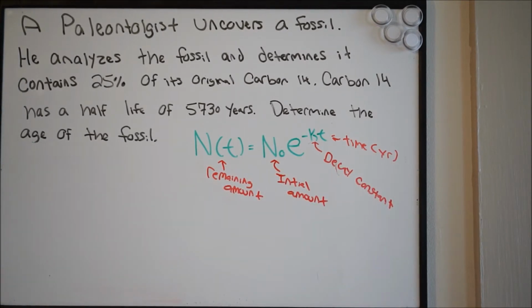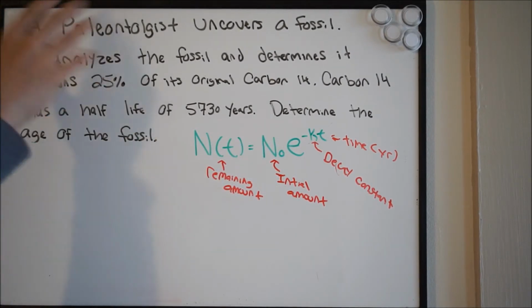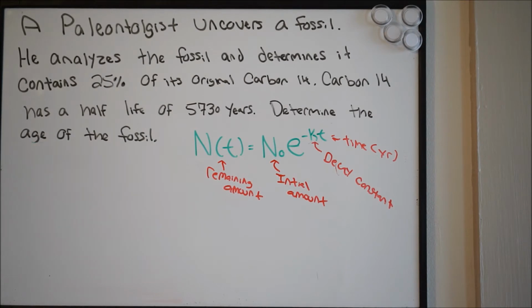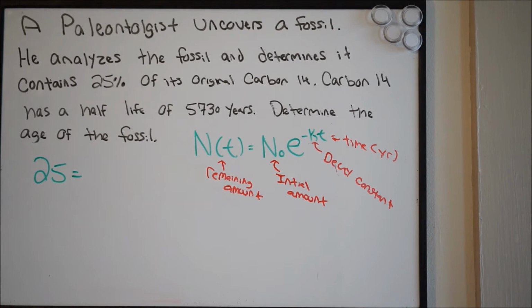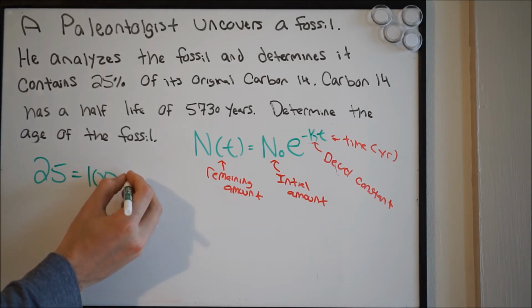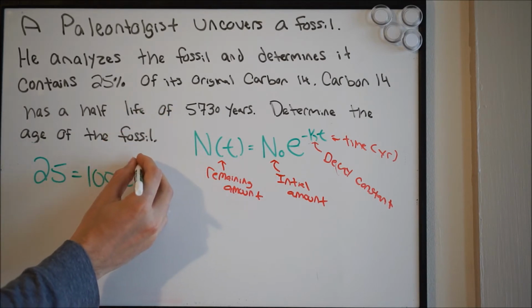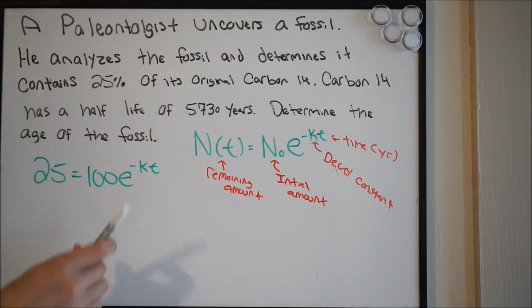Alright, so taking a look at that, why don't we go ahead and try to fill out these variables based on the information that we have. So it tells us that we have 25% of its original carbon. So that's going to be the remaining amount, 25. So we're going to put 25 here. Well, if this is the remaining amount, what must have been the initial amount? And that's going to be 100, right? So 100%. And then we have e. And then we're going to have minus kt.